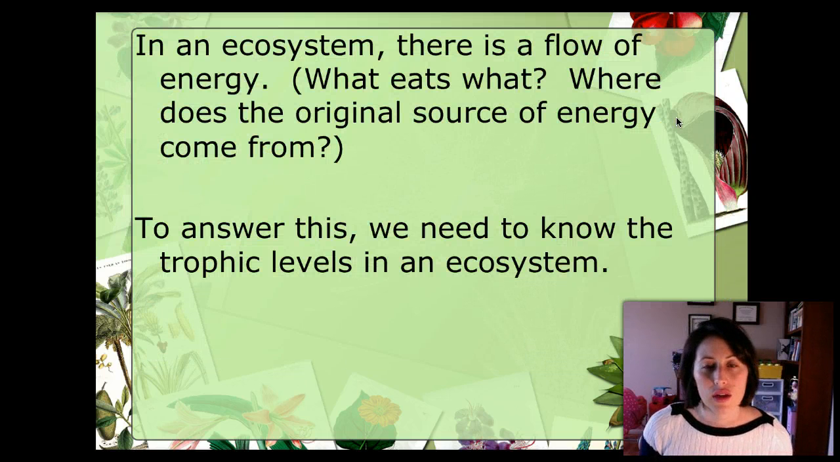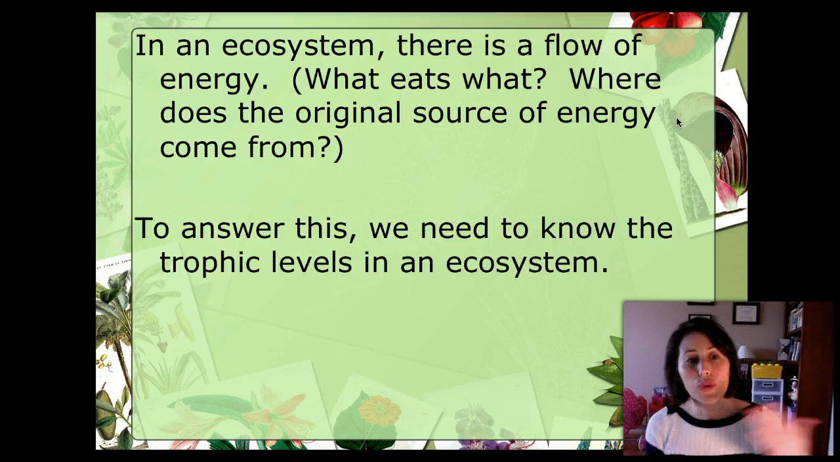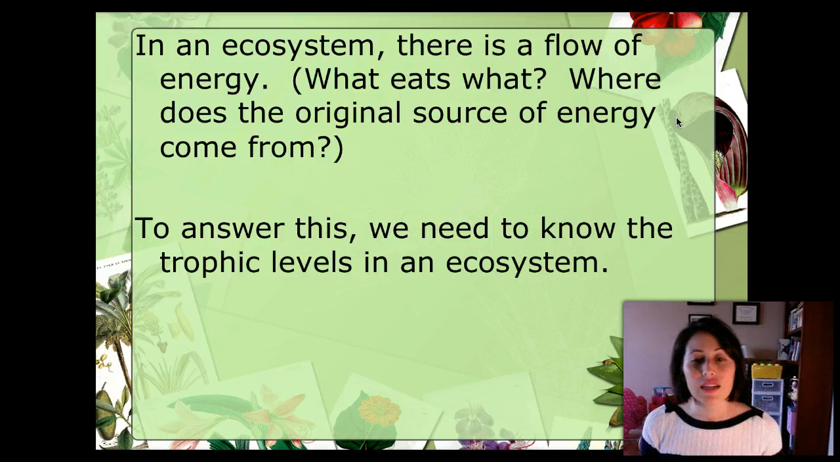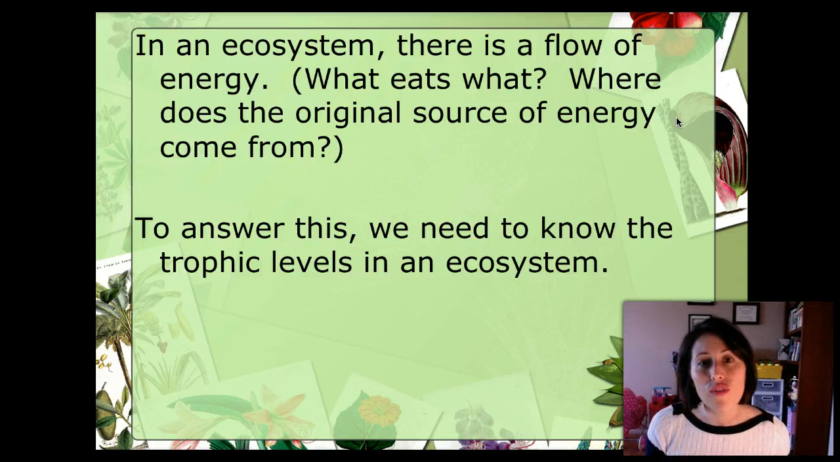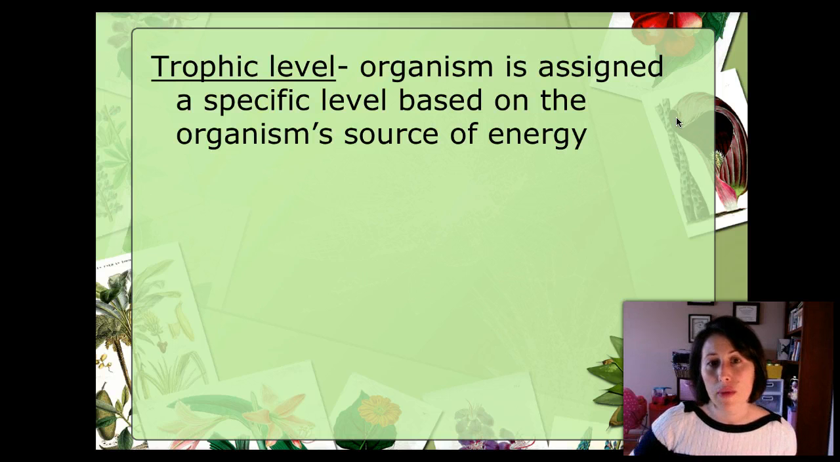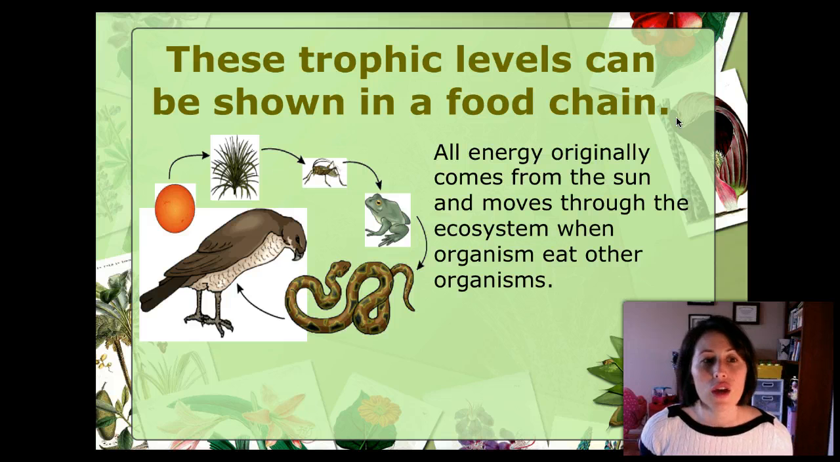In an ecosystem, we know that there's a flow of energy. Okay, so we're talking about what eats what. Where does the original source of energy come from, and where does that energy go to? Okay, to answer this, we need to know that there are trophic levels in an ecosystem. And when I'm talking about trophic levels, I'm talking about the organisms that are assigned a specific level based on their source of energy. So based on what they are eating or where they are getting their energy from.